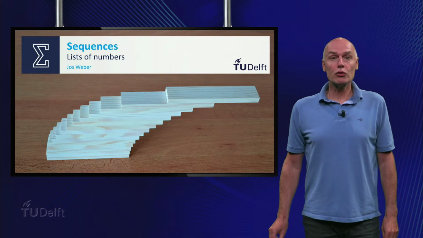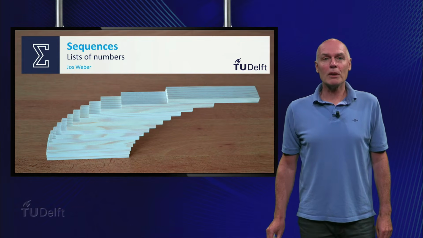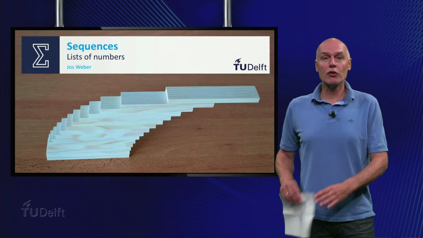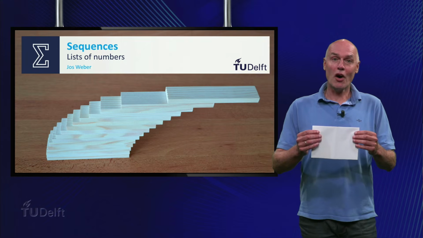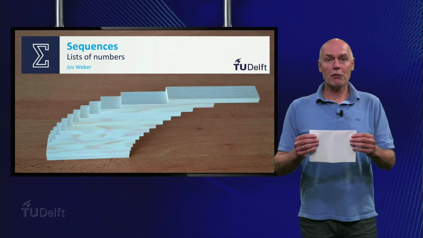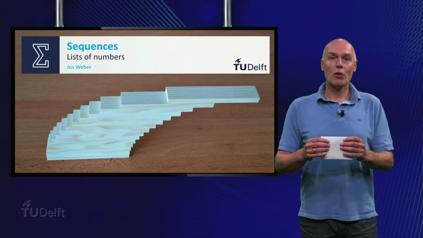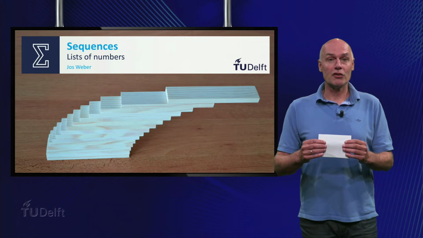Welcome to this introduction to sequences. We start with a simple example. Let's have a look at a sheet of paper. If I fold it like this, the new size is half the original size. If I fold it again, the size is only a quarter of the original size.